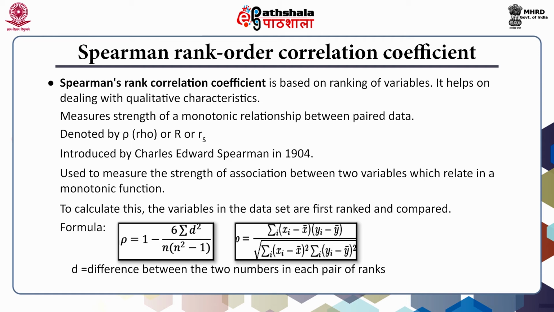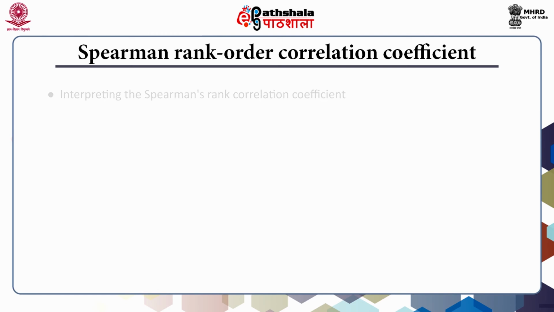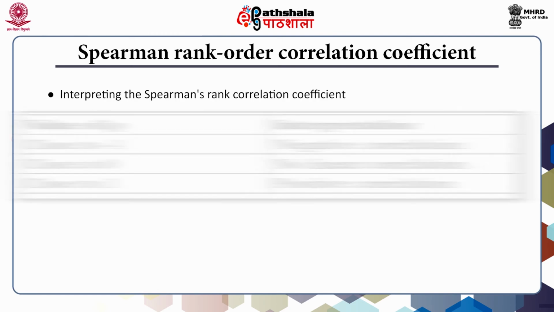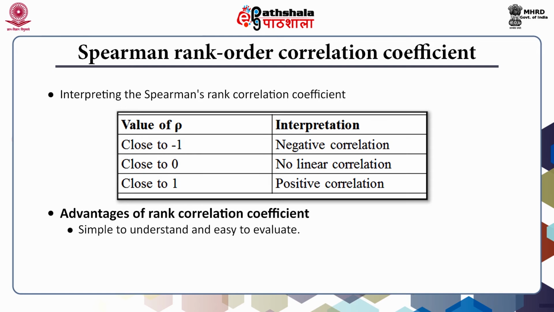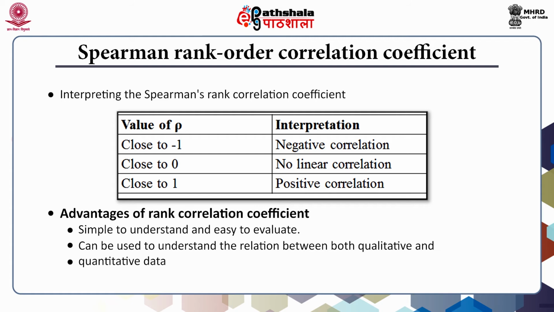Another formula for Spearman's rank coefficient is also provided. Spearman rank correlation coefficient interpretation is as follows. If the value of rho is -1, there is negative correlation. When it is 0, there is no linear correlation. When it is 1, there is positive correlation. Advantages of the rank correlation coefficient include that it is simple to understand and easy to evaluate and can be used to understand the relationship between both qualitative and quantitative data.